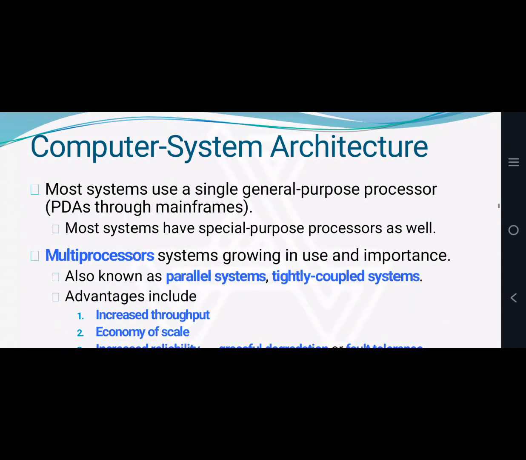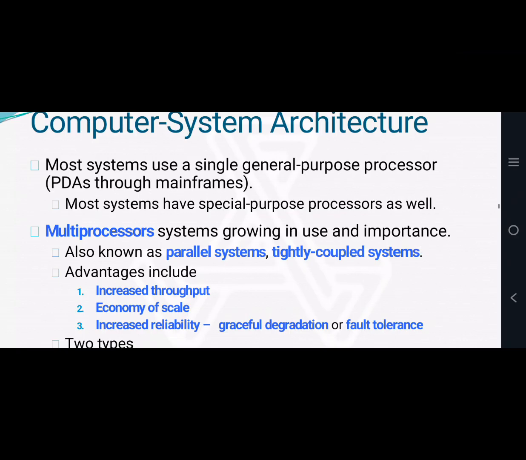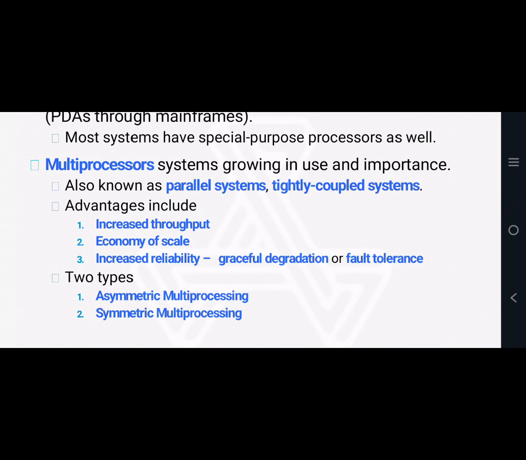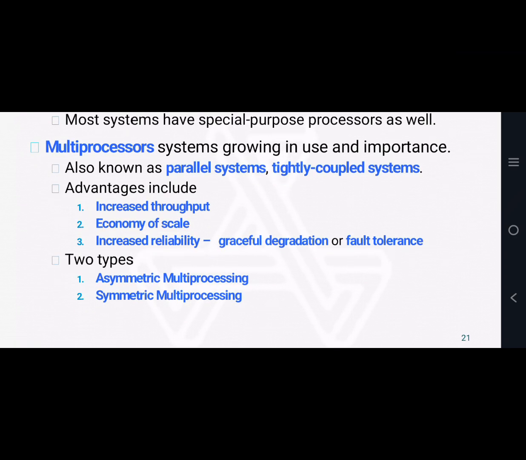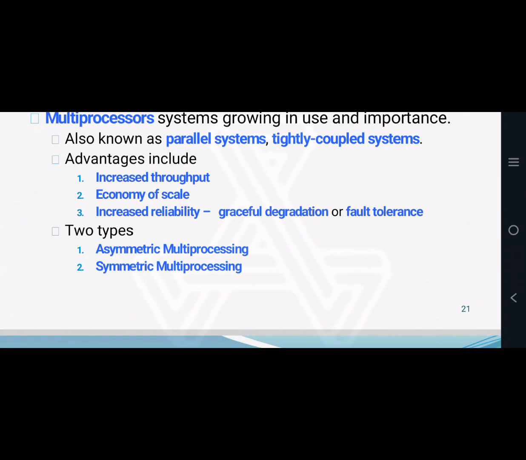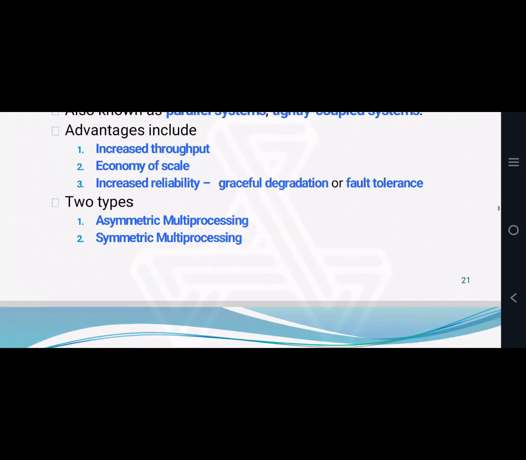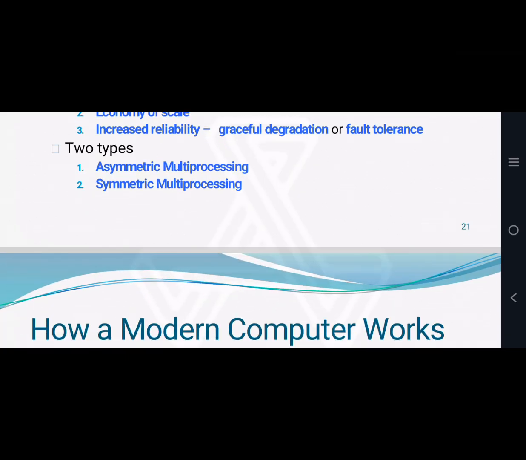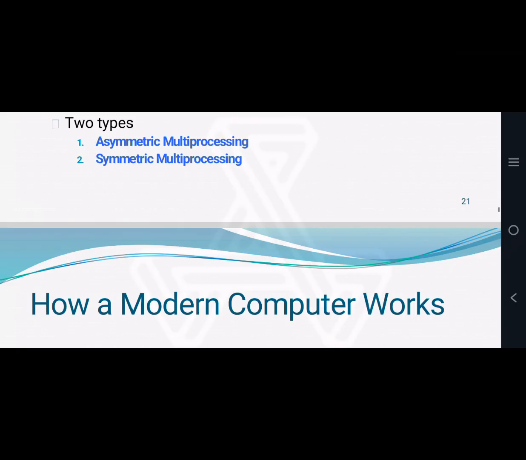Computer system architecture. Most systems use a single general-purpose processor, from PDAs through mainframes. Most systems have special-purpose processors as well. Multiprocessor systems are growing in use and importance, also known as parallel systems or tightly coupled systems. Advantages include increased throughput, economy of scale, increased reliability, and graceful degradation or fault tolerance. There are two types: asymmetric multiprocessing and symmetric multiprocessing.